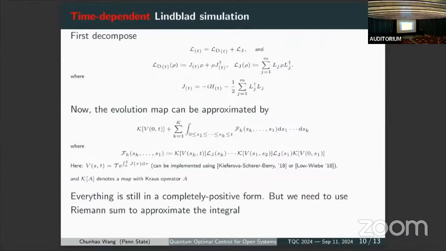But a little bit of technical stuff to note is that you can no longer use Gaussian quadrature to approximate this integral in this case, because to use Gaussian quadrature, you need to bound the higher order derivative of the integrand. But in the time-dependent case, we don't know how to bound the higher order derivative. So we can just use a Riemann sum to approximate the integral. It's slightly less efficient. And then again, our query complexity is roughly the same as the time-independent case. So it's still linear in T and polylog in one over epsilon. Now we know how to implement the first part, the time-dependent Lindblad simulation.